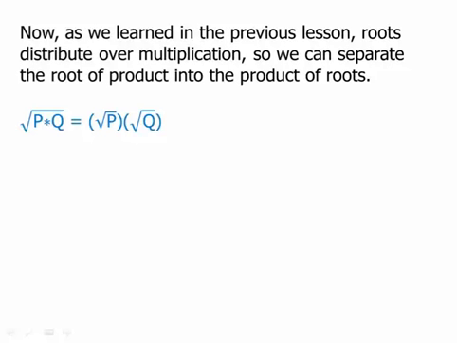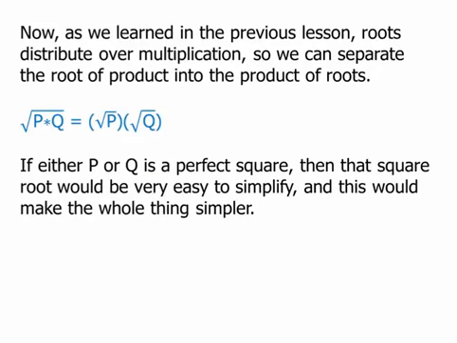Now, as we learned in the previous lesson, roots distribute over multiplication, so we can separate the root of the product into the product of the roots. In other words, the root of p times q equals square root of p times square root of q. We can separate it by multiplication. If either p or q is a perfect square, then that square root would be very easy to simplify, and this would make the whole thing simpler.